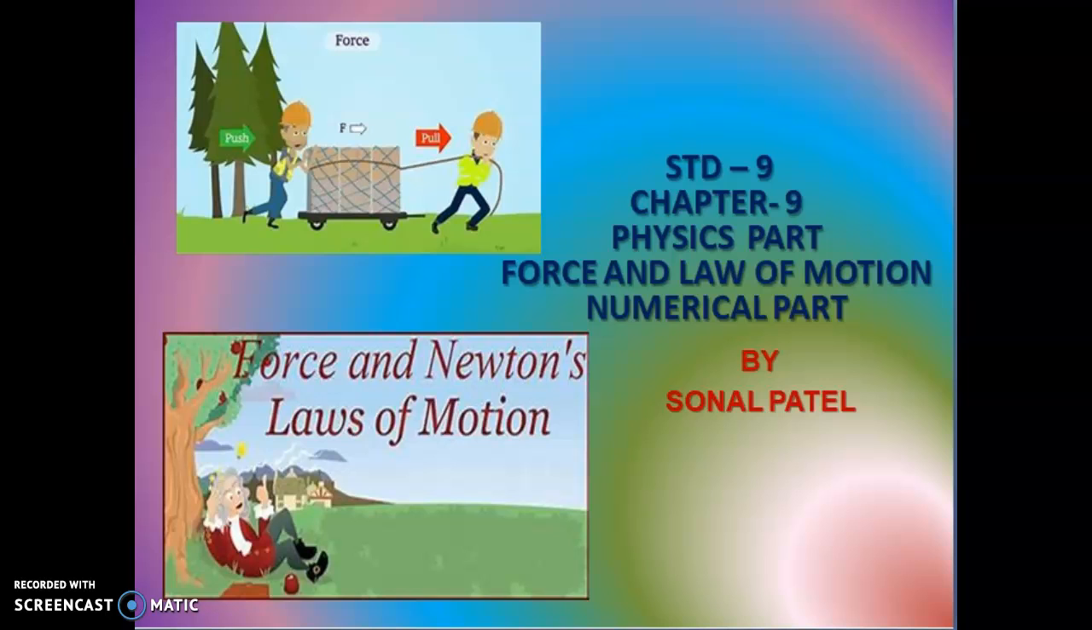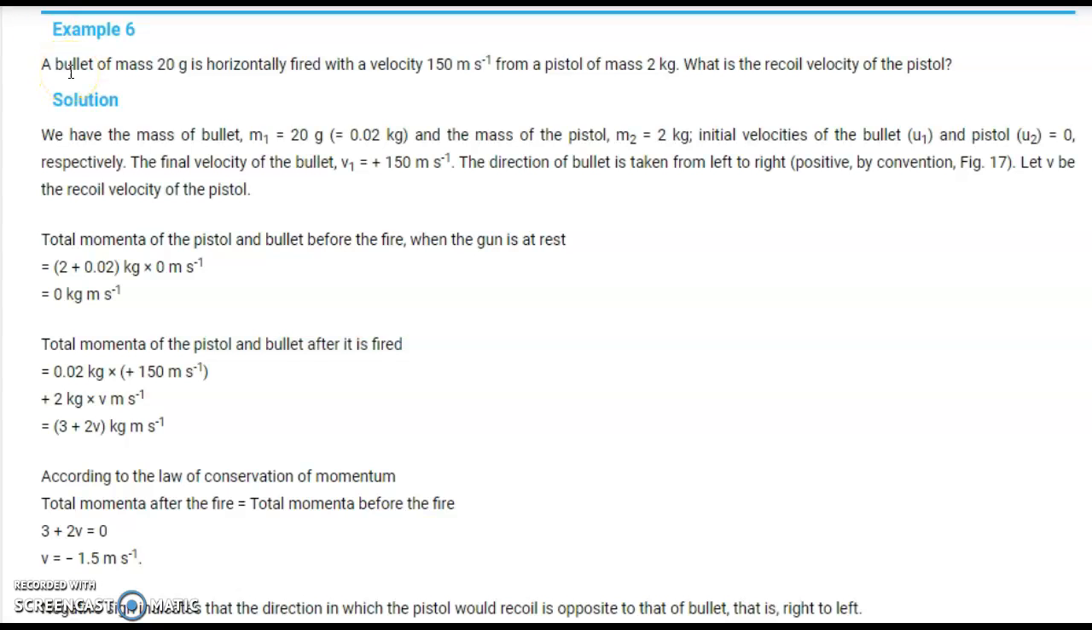So today we will see the remaining numericals in this chapter. Example 6: a bullet of mass 20 gram is horizontally fired with a velocity of 150 meter per second from a pistol of mass 2 kg. What is the recoiling velocity of the pistol?